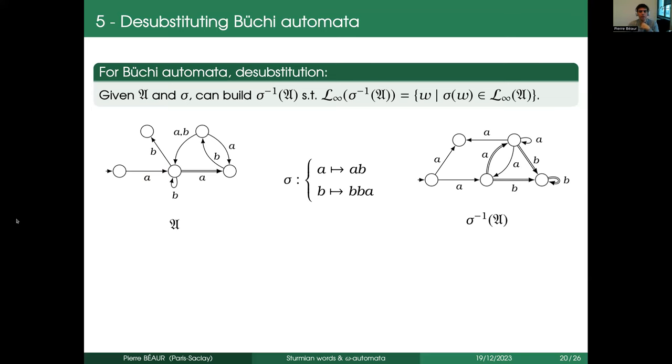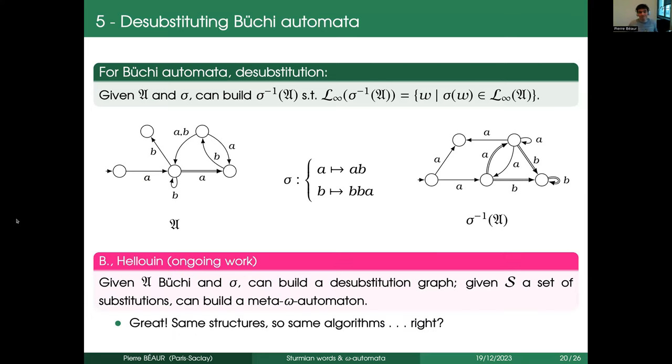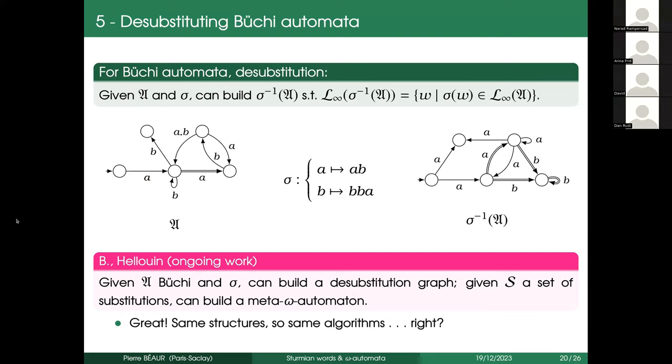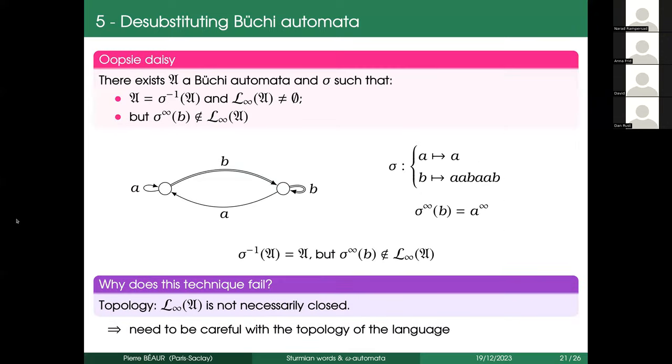Okay. So what I did before, I don't. Okay. Here is an omega automaton that desubstitutes into itself through some substitution sigma.